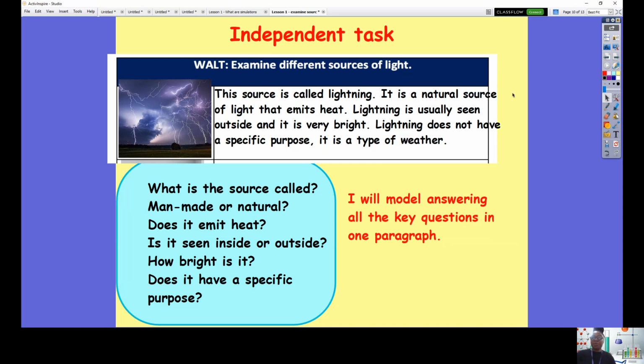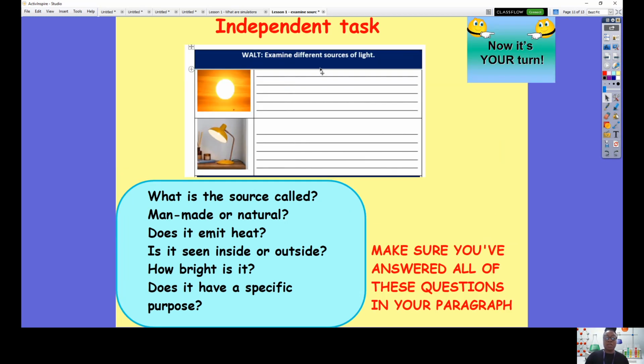So what I want you to do now is get your independent task out. You are going to answer the first part of it. You've got two different light sources: a sun and a lamp. I would like you to write two short paragraphs explaining what these light sources are and answering the following questions. What is the source called? Is it man-made or natural? Does it emit heat? Is it seen inside or outside? How bright is it? And does it have a specific purpose? Make sure you've answered all of these questions in your paragraph. Why don't you pause the video now so that you can do that?